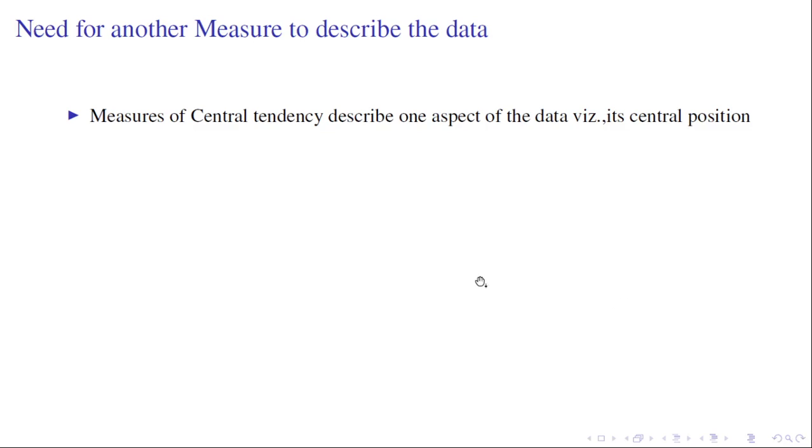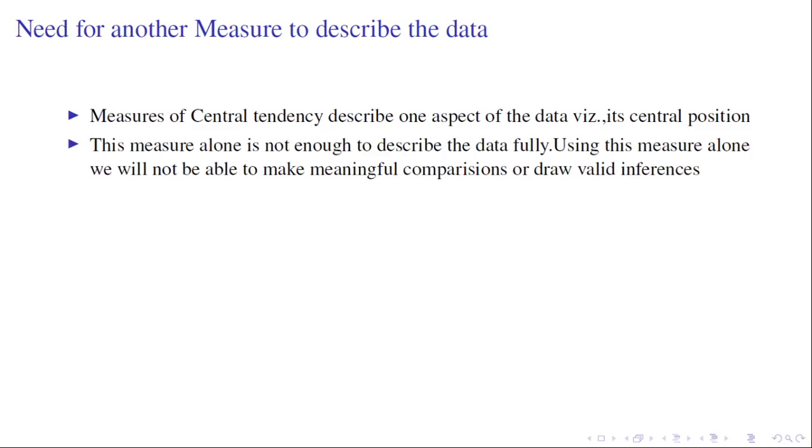Okay. If one measure of central tendency describes the data, what is the need for another method? The measures of central tendency describe one aspect of the data, namely central position. This measure alone is not enough to describe the data fully. Using this measure alone, we will not be able to make meaningful comparisons or draw valid conclusions. Let us discuss in detail.